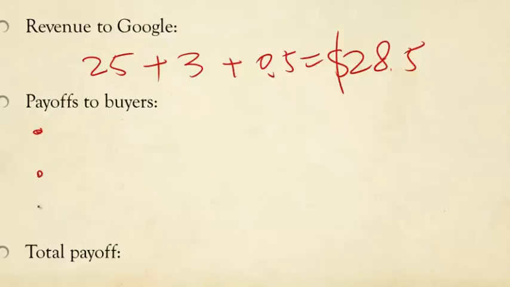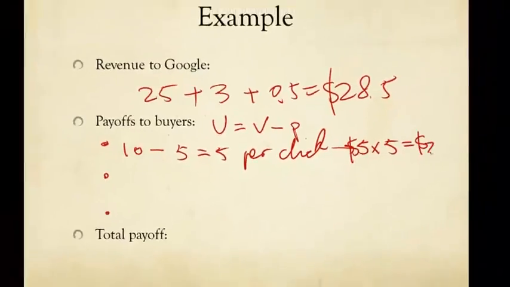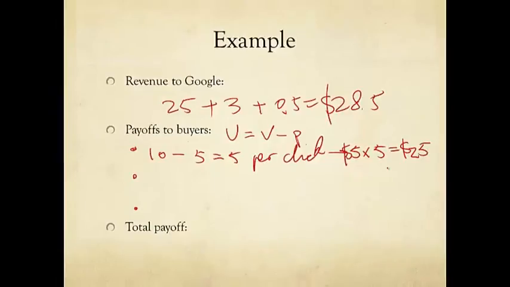There are 3 buyers, so we have to make 3 calculations. Remember, payoff U equals valuation V minus price P. So for the first one, you got the highest spot. So your valuation, which is 10, subtract the price you pay, which is 5 per click, equals 5 per click. Or equivalently, $5 per click times 5 clicks per hour on average is $25 per hour.